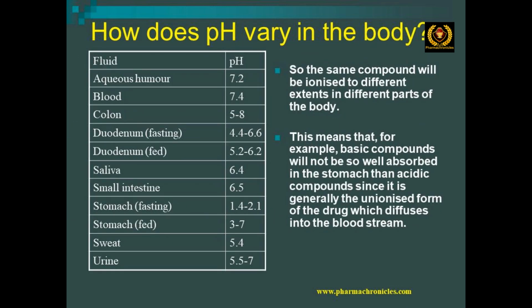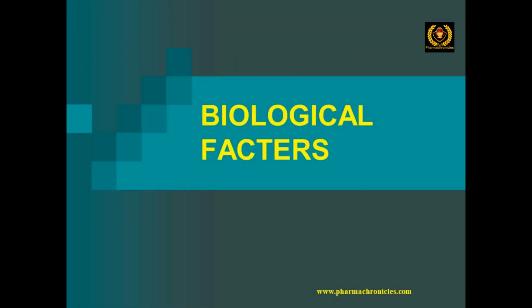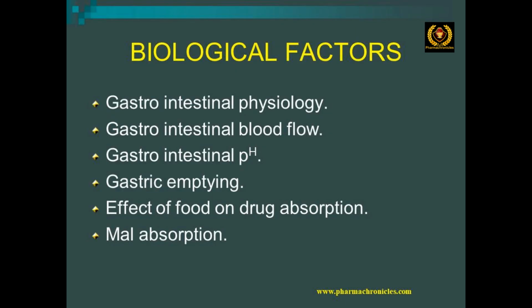How does pH vary in the body? The same compound will be ionized to different extents in different parts of the body. This means that, for example, basic compounds will not be as well absorbed in the stomach as acidic compounds, since it is generally the unionized form of the drug which diffuses into the bloodstream. Biological factors.